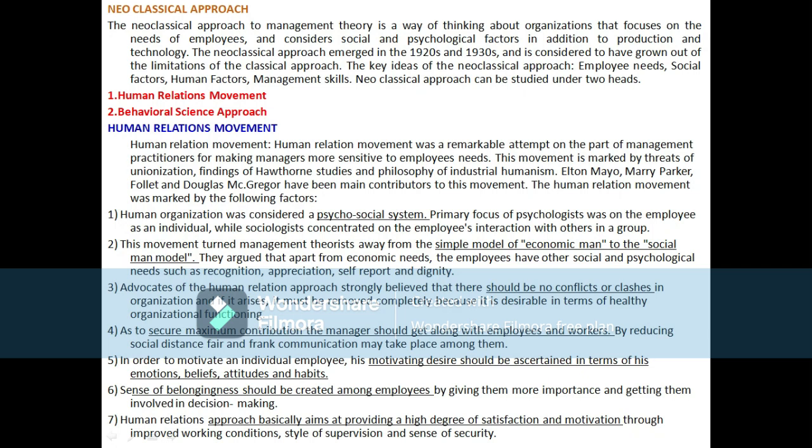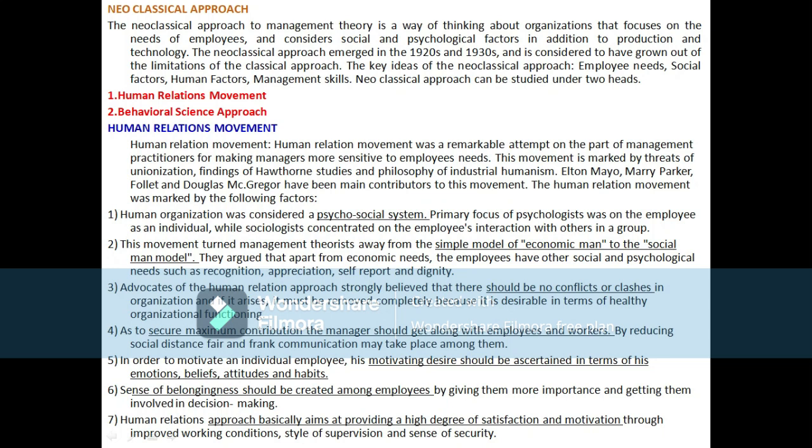We are going to learn about the neoclassical approach in today's class. In the previous class, we learned about the classical approach. After that, we are going to learn about this neoclassical approach. Under the neoclassical approach, we are going to study the human relations movement and the behavioral science approach.